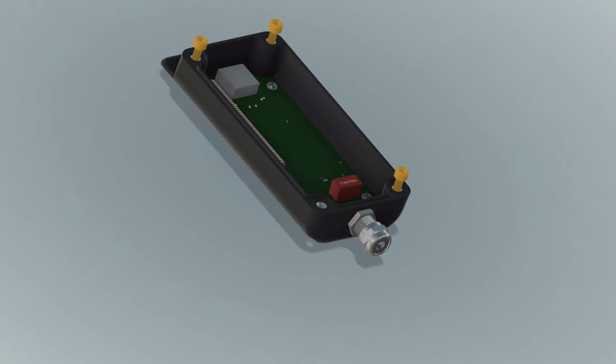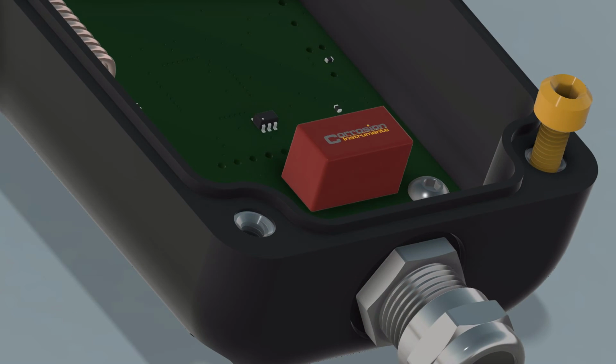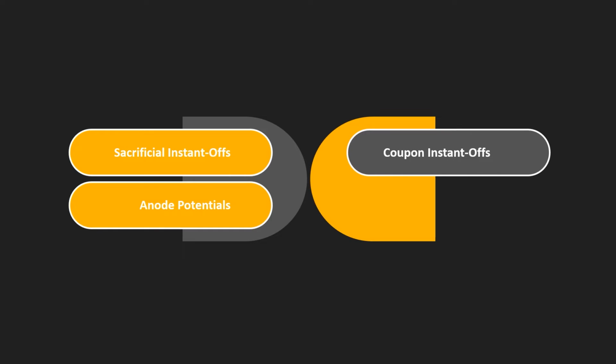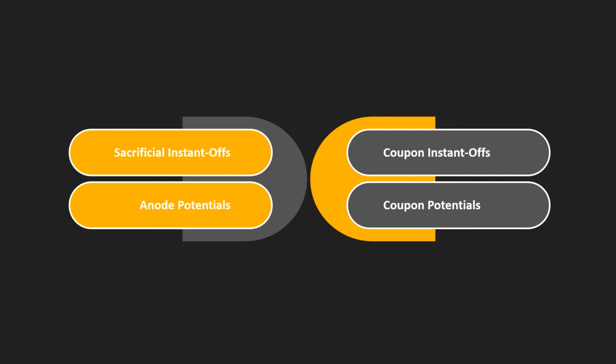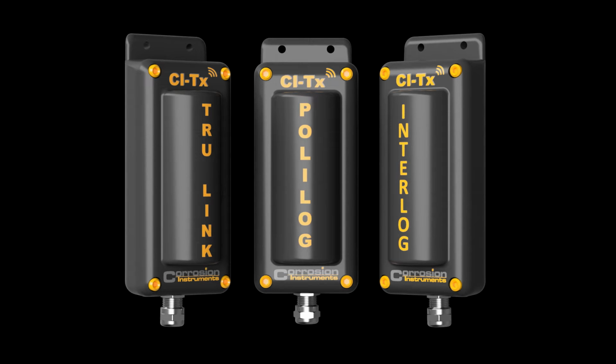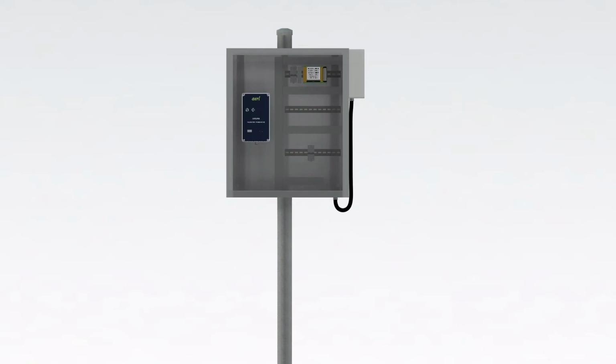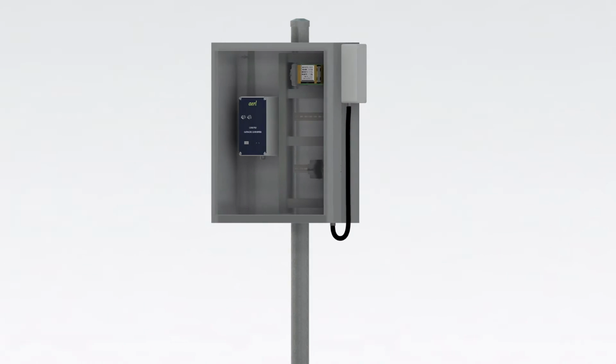Interlog adds a 2-amp internal relay. This allows it to interrupt galvanic systems to measure instant-offs or anode potentials. It can also interrupt coupons for coupon instant-offs or coupon depolarization measurements. All of our test point monitors incorporate surge diversion and a high-tolerance front end to reduce the risks posed by lightning or induced voltages.